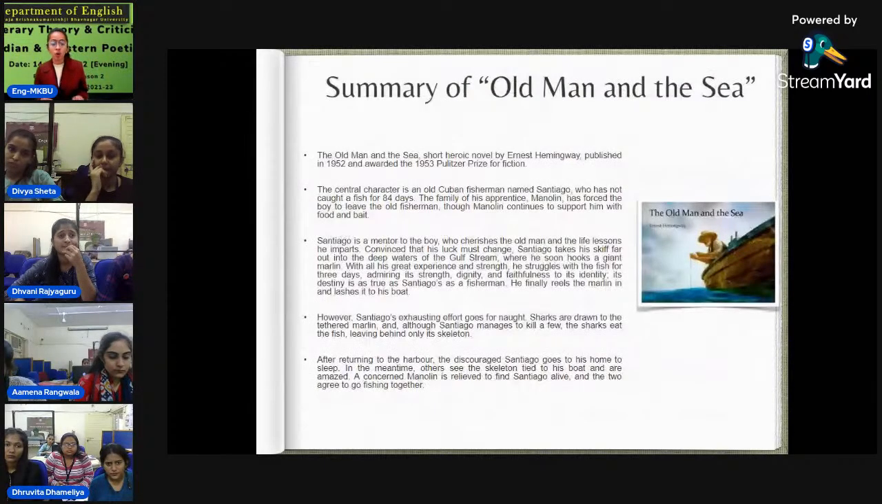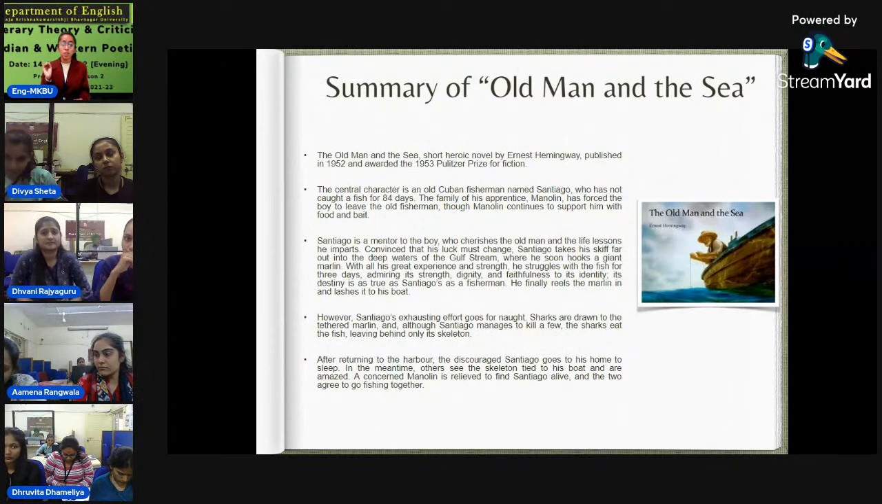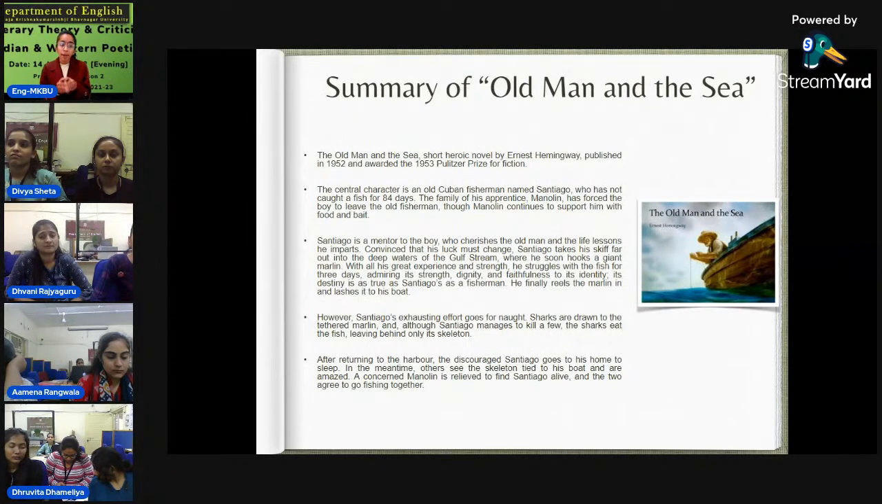Now, if we connect rasa with The Old Man and the Sea, the very famous novel of Ernest Hemingway, which was published in 1952 and won the Pulitzer Prize for fiction in 1953. There are only two main characters, and it is a very short story but a very prominent work of fiction of all time. The fisherman named Santiago has not caught a fish for 84 days. Manolin is another important character, a small boy who always helps Santiago and stays with him.